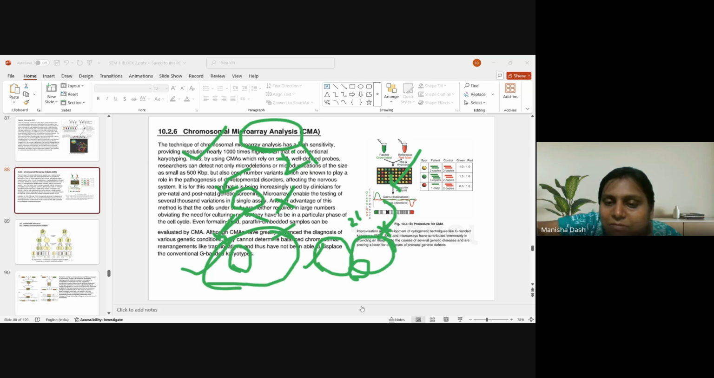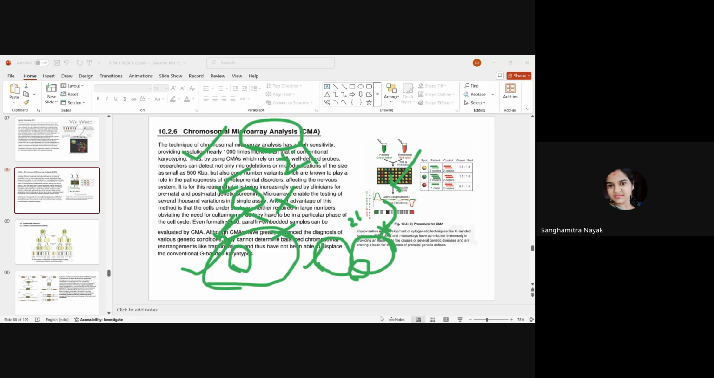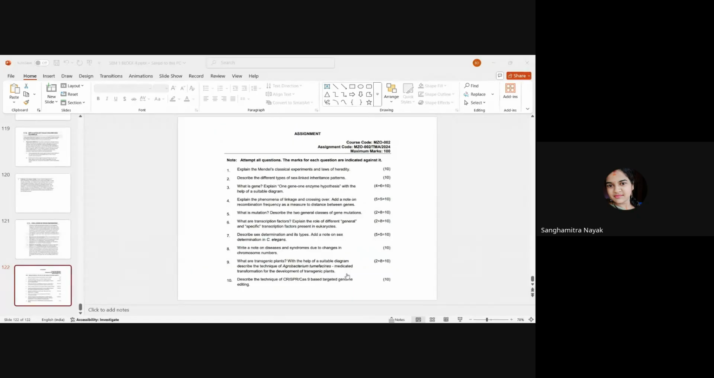What kind of questions will be there? Each paper carries 50 marks. Five questions we have to attempt, each question carrying 10 marks. If there are two questions, then 5 plus 5.